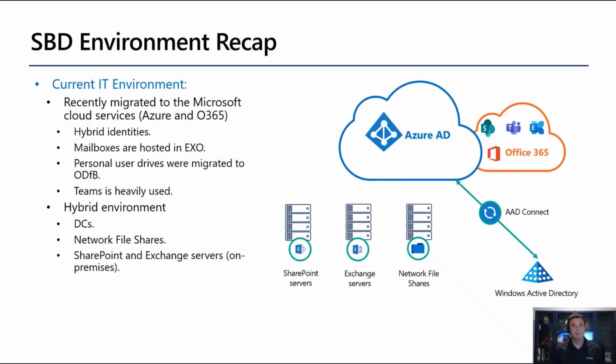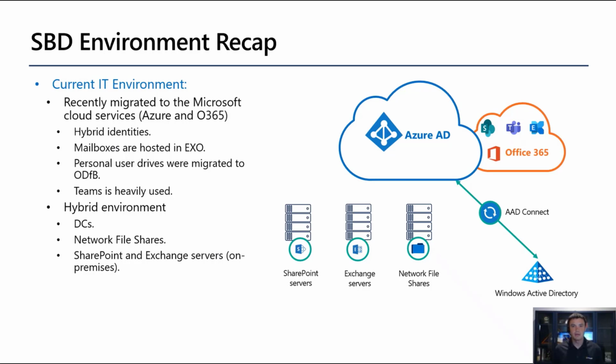So next, let's recap at a high level the fictitious company environment that we introduced in episode 1 of this series. We have just recently migrated to the cloud using Microsoft 365 and Azure. All users' identities are hybrid identities. All of our user mailboxes have been migrated to Exchange Online, as well as the personal user drives to OneDrive for Business. And we're heavily using Microsoft Teams for collaboration.